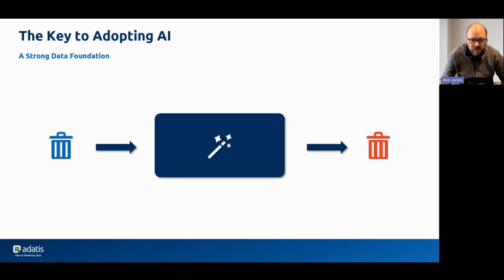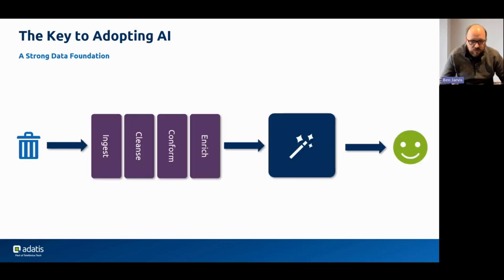So it's all well and good wanting to adopt AI, but there's one key problem that impacts many organizations. And that's the fact that if we put poor quality data into AI and machine learning models, then we're guaranteed to get poor quality results out. It's that whole thing of garbage in equals garbage out.